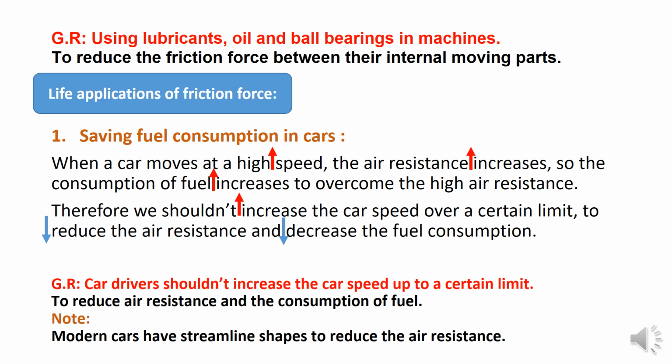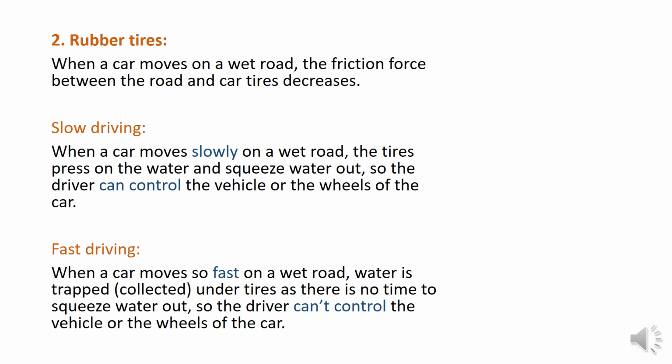Note, modern cars have streamlined shapes to reduce the air resistance. Of course, you can also notice in the new cars the streamlined shapes. Number 2. Rubber tires. When a car moves on a wet road, the friction force between the road and car tires decreases.